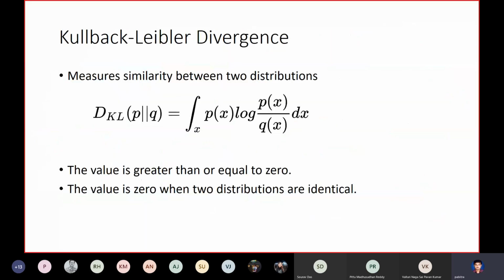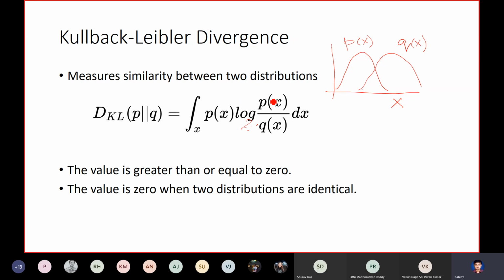Now let us come to the second tool that we will need. It's called the Kullback-Leibler distance. Let me explain. This measures the similarity between two distributions. So let's take an example. Suppose I have x and I have one distribution p(x), and another distribution q(x).